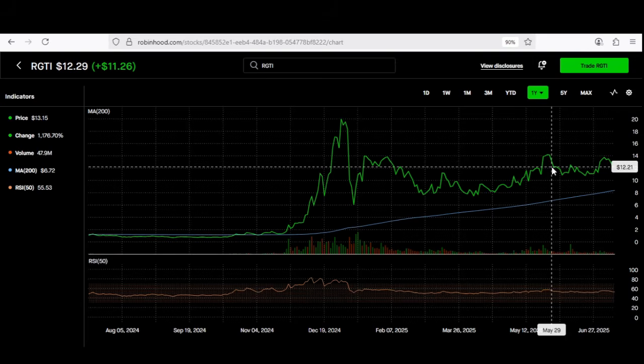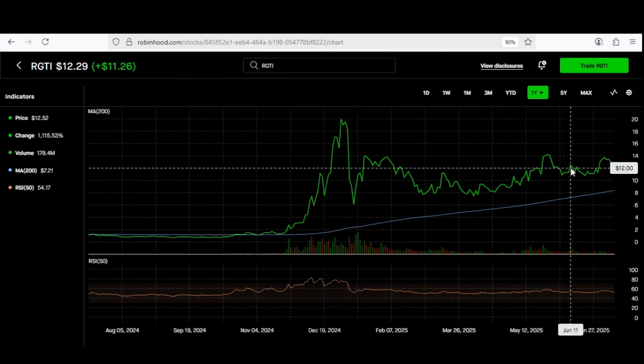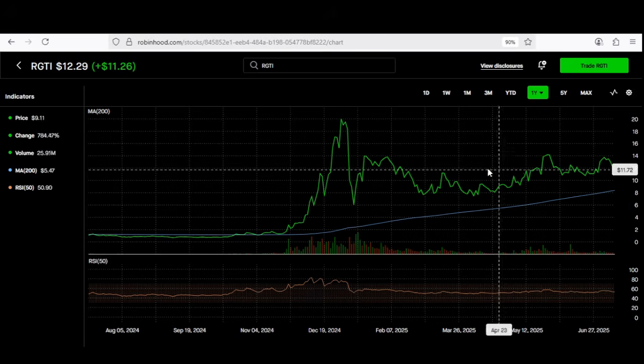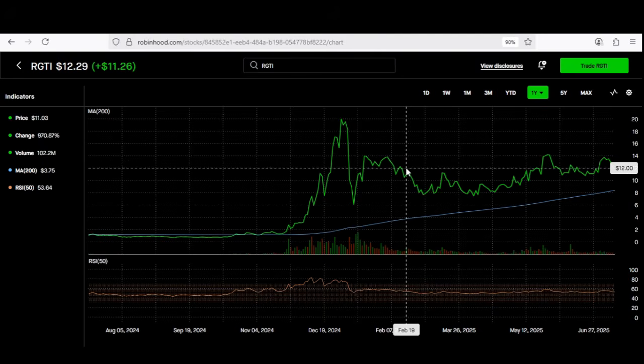Now, this trend line right here, if you follow it all the way through, you can see that Rigetti Computing has a very strong support around the $12 price. And the reason why it has a very strong support, you could see that it's touched the line several times throughout about an entire year. So we're going to use the $12 price for the basis of this video.